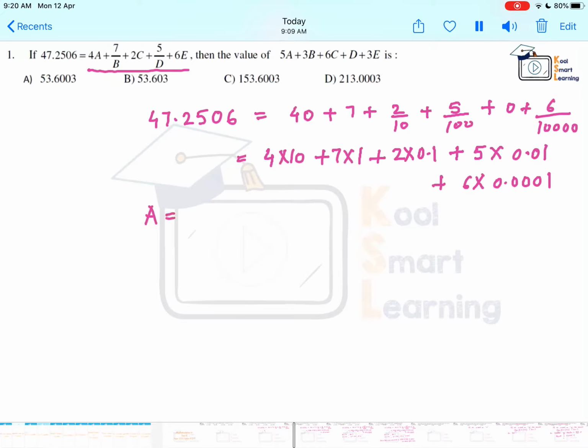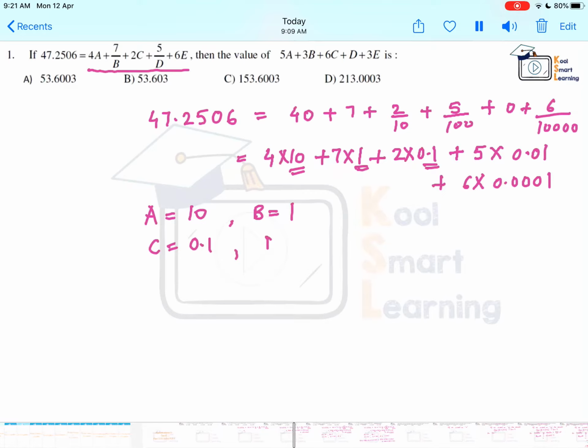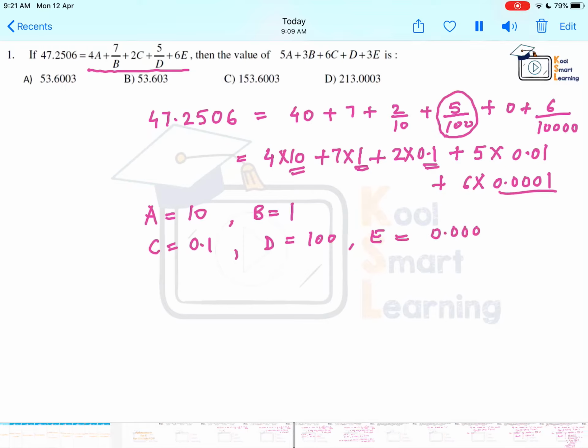So a is obviously 10, b is equal to 1, it is 7 by b, so b is 1 here. 2c, so c is 0.1. Now it says 5 by d. So instead of 5 into 0.01, we can compare 5 by 100, which gives us d equal to 100. And e is 0.0001. Now we'll put these values in the expression that we have to find the value for.